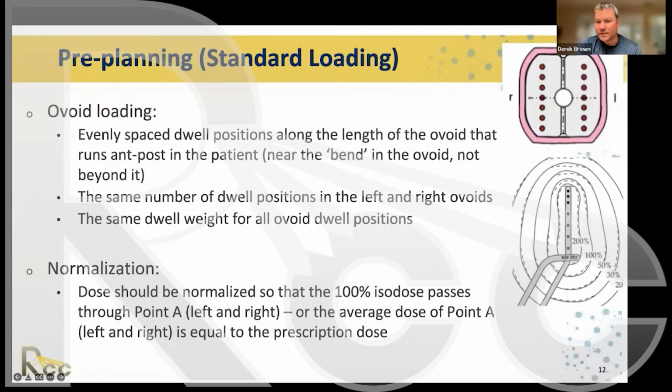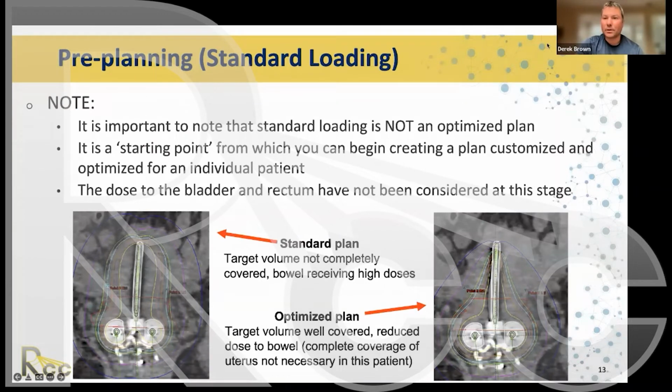And typically we want to center our dwell positions around where the tandem crosses that ovoid. And we would never load beyond the bend in this ovoid. Same number of dwell positions in both the right and the left ovoids. And then again, we're going to normalize our dose until we get our 100% isodose line through point A, both on the left and right. Okay, so this is the starting point, right? We're not finished yet, but it's always going to be our starting point. It's what we do in our clinic, and I think it's what RCC would recommend everybody does as a starting point.